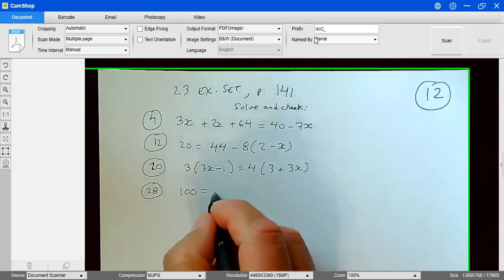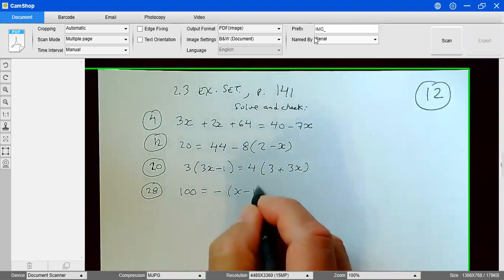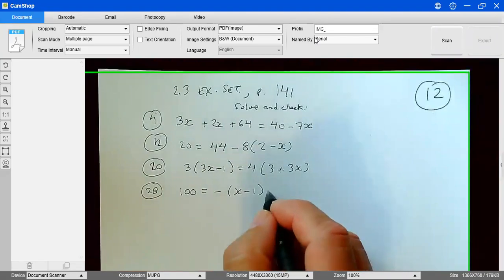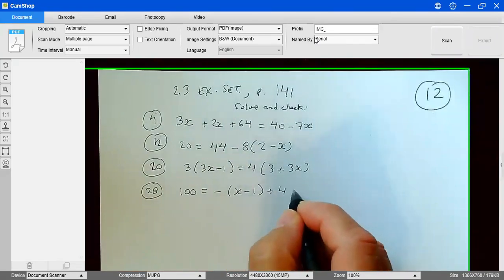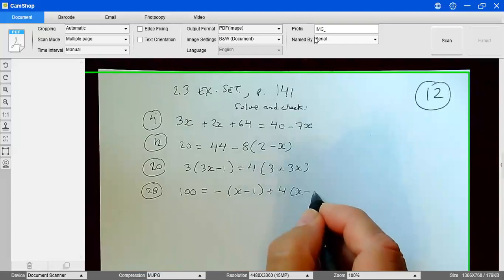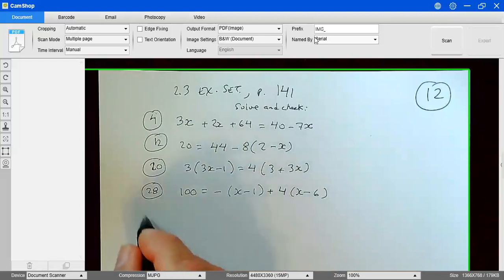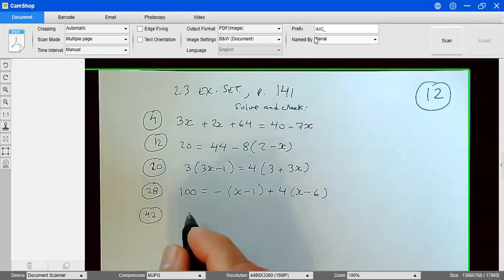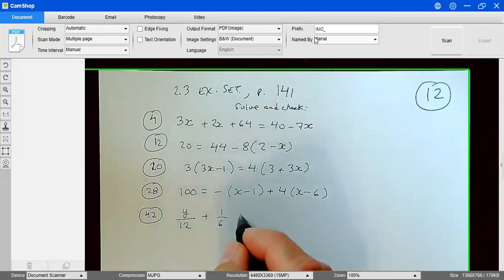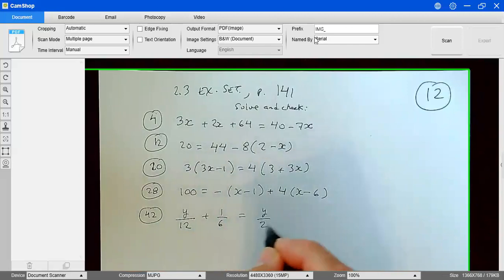Then problem 28 is just 100 is negative x minus 1 plus 4x minus 6. Remember, you can write a 1 here in front of these parentheses to apply the distributive property. And the last problem is just one that involves fractions. So you have y over 12 plus 1 over 6 equals y over 2 minus 1 over 4.